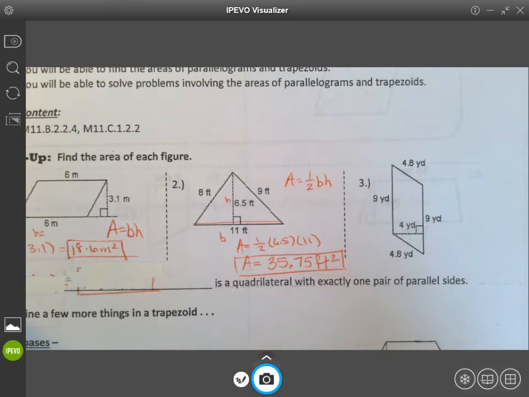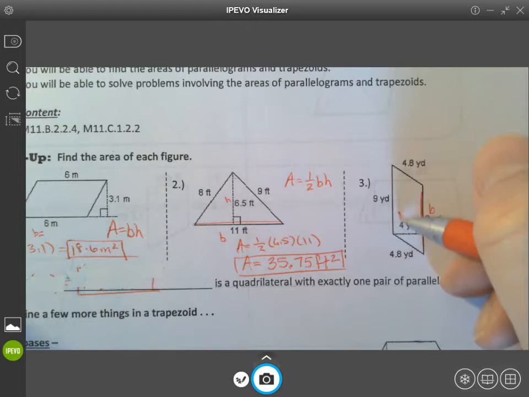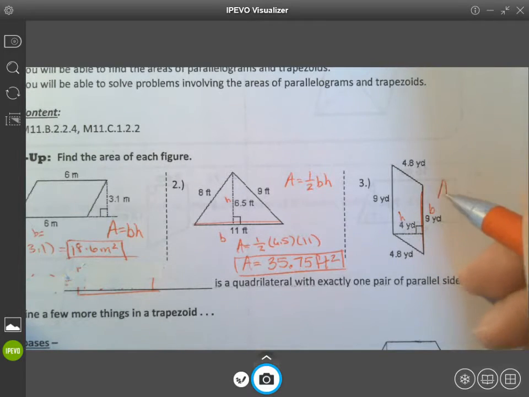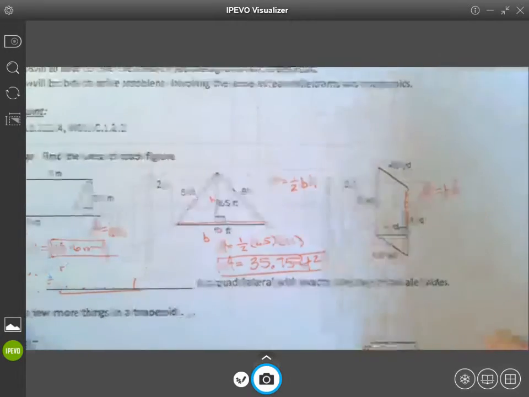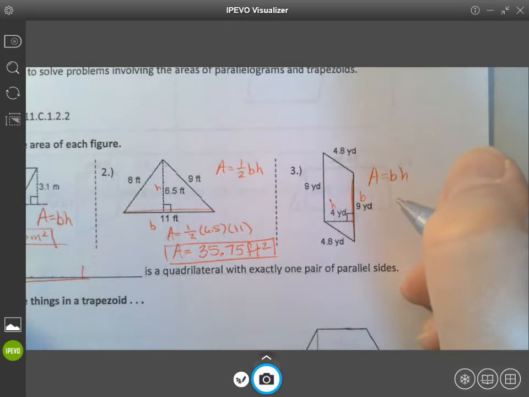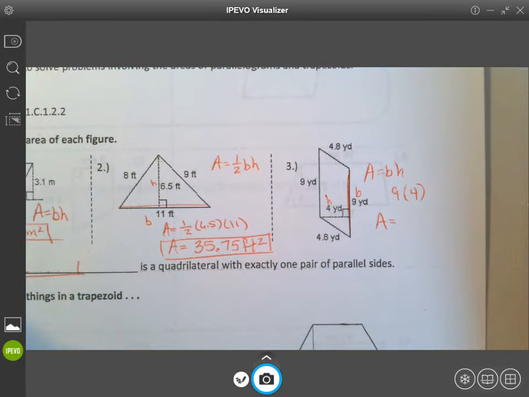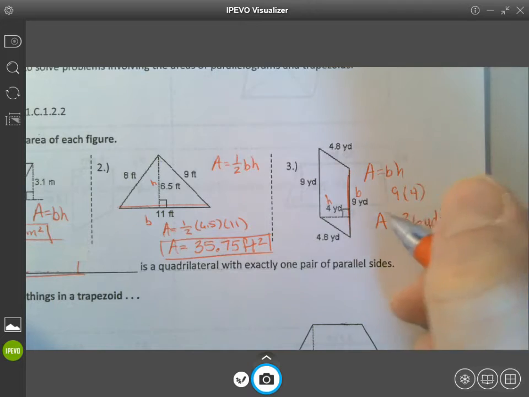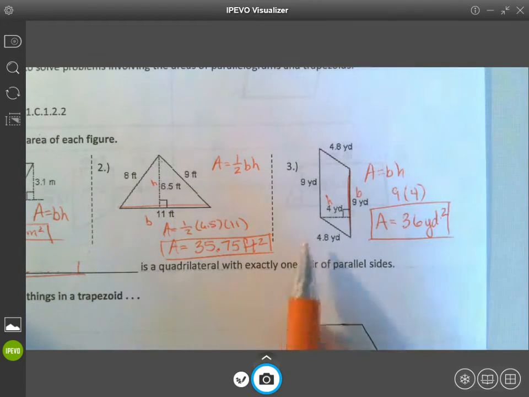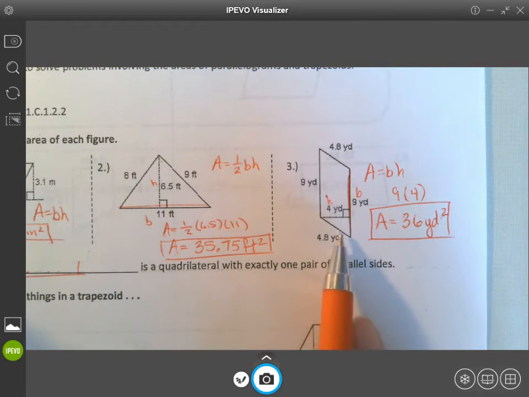Next one is a trapezoid, and if you would flip it over, you could see here's your base, and here is your height. And the area of a trapezoid is simply base times height. All right, so the base is 9, and the height is 4. I don't need a calculator for this. What is it? 36. It is 36 what? Yards squared.